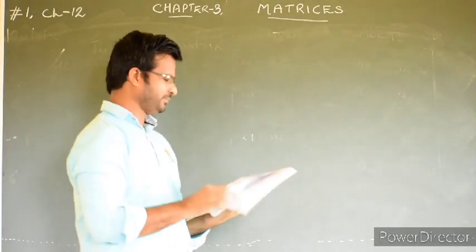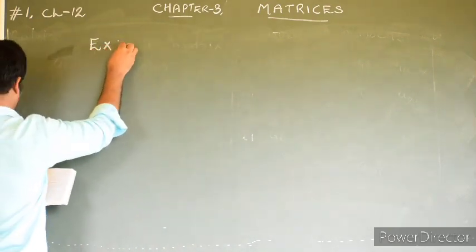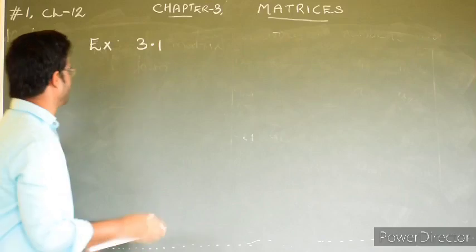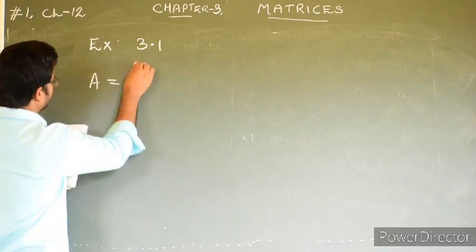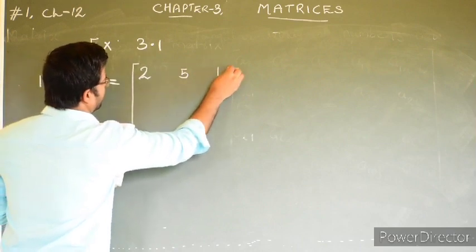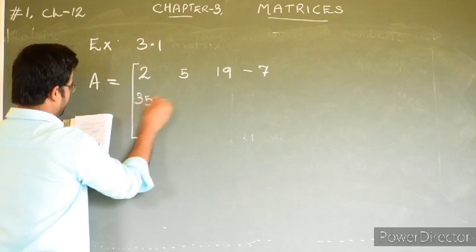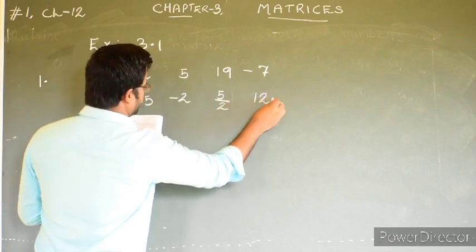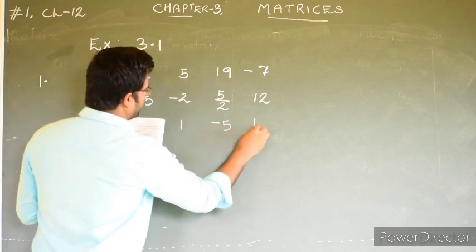We can see some examples. Exercise number 3.1. Here one matrix is already given. Question number 1. The matrix A equals 2, 5, 19, minus 7; 35, minus 2, 5 by 2, 12; root 3, 1, minus 5, 17.